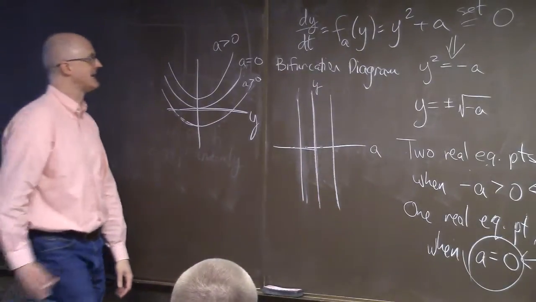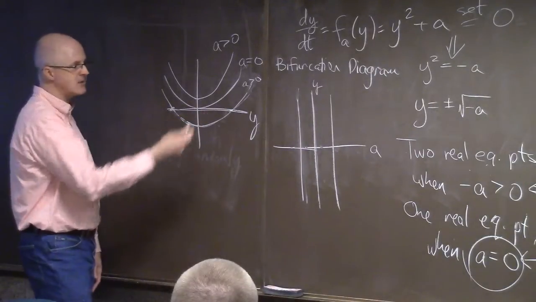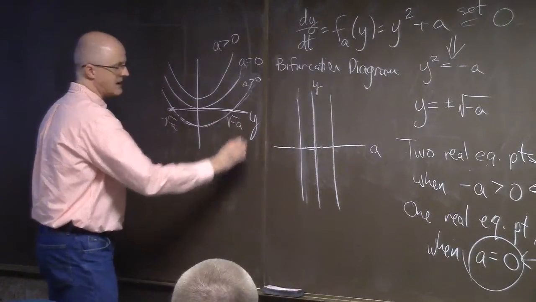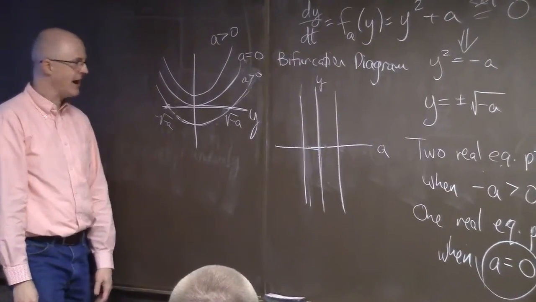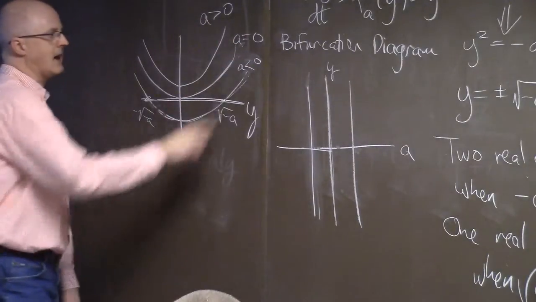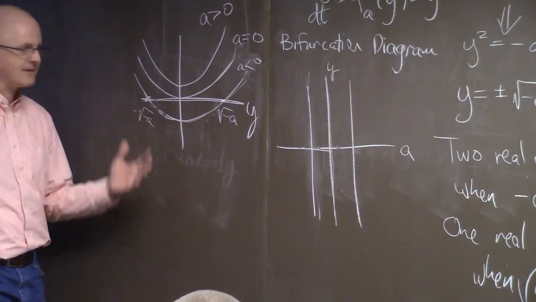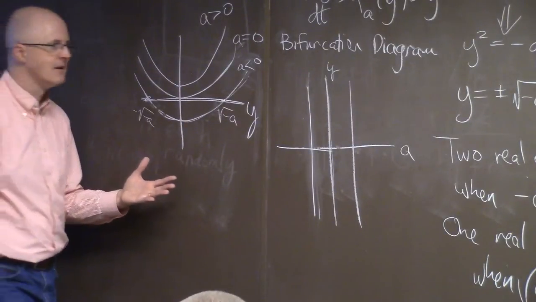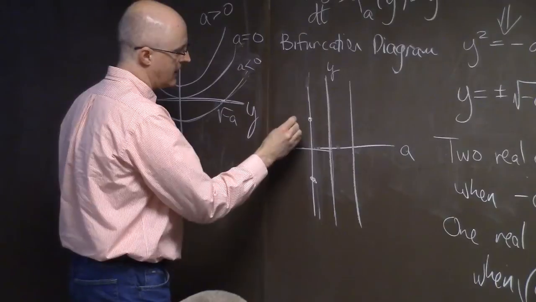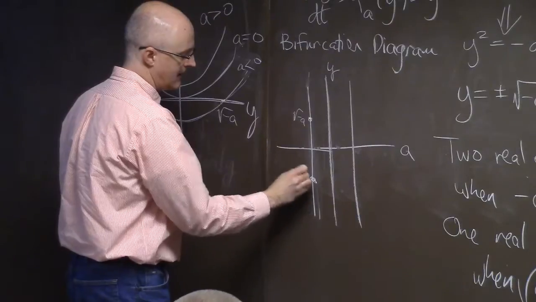Anyway, when A is less than 0, in this case, we've got two roots at plus or minus square root of negative A. This would be negative square root of negative A. This would be positive square root of negative A. I could pick A to be negative 1, or negative 2, or negative 3, whatever. It's the same general picture. So you've got these two equilibrium points equally spaced from 0 here at square root of negative A and negative square root of negative A.